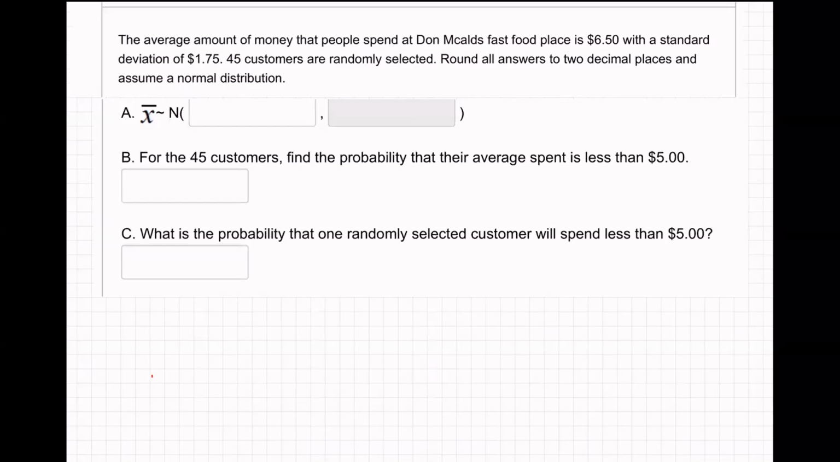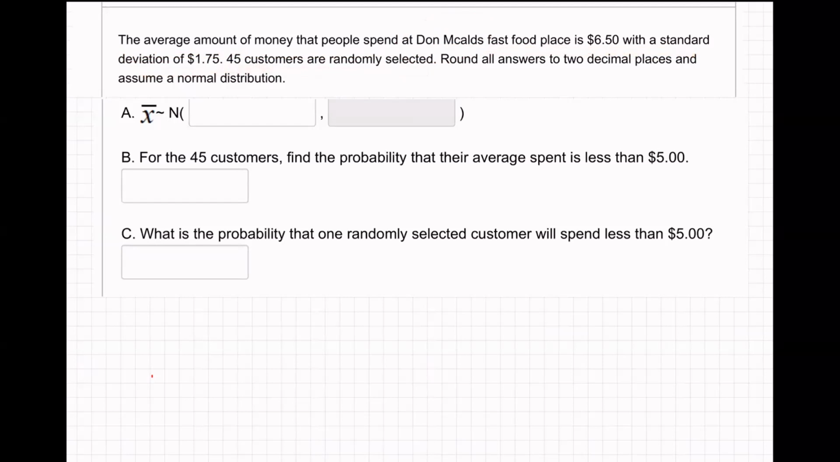Okay, so on this question, it says the average amount of money that people spend at Dawn is supposed to be McDonald's, but they're trying to be cute there. Whoever made this question. Fast food place is $6.50 with standard deviation $1.75. 45 customers randomly selected, blah, blah, blah.